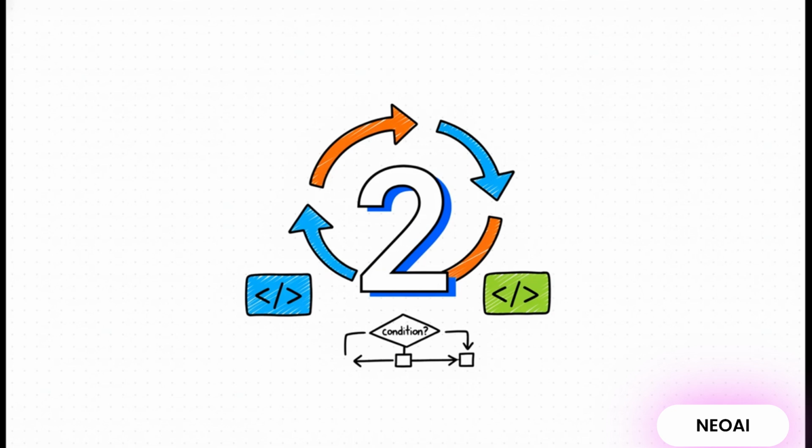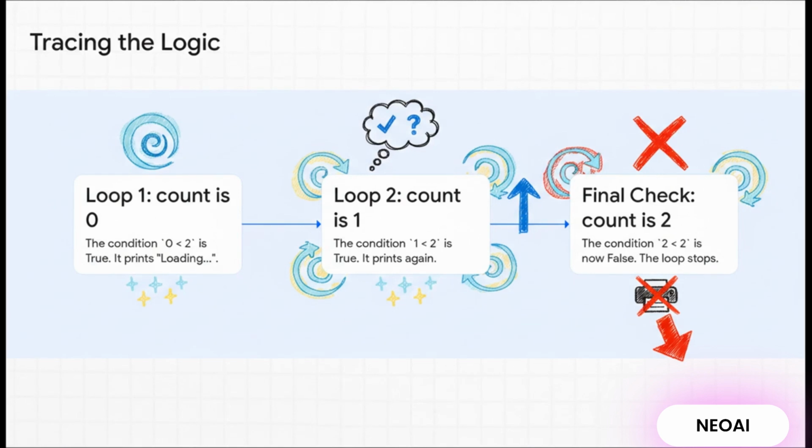The answer is 2 times. If you got that, awesome. That means you're totally getting this. Let's just trace the logic really fast to be sure. The first time through, count is 0, and 0 is less than 2, so it prints. Then, count becomes 1. On the second check, 1 is still less than 2, so it prints again. Then, count becomes 2. Now, when the condition is checked for the third time, is 2 less than 2? No way. That's false. The condition is no longer met, and the loop slams shut.